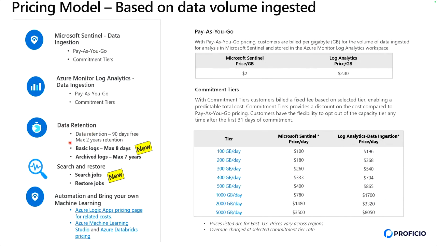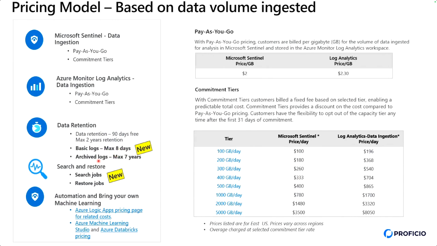Also, data retention. Retention for every data is free for 90 days, with a max of 2 years of retention, kind of in hot storage, if you use the analogy of hot and cold storage. So the maximum retention for hot storage in Sentinel is 2 years, with the first 90 days free. And there is also something relatively new to Sentinel, which is basic logs. I will discuss this on a later slide, but the maximum lifetime of this data is only 8 days. You will see why on the following slides.